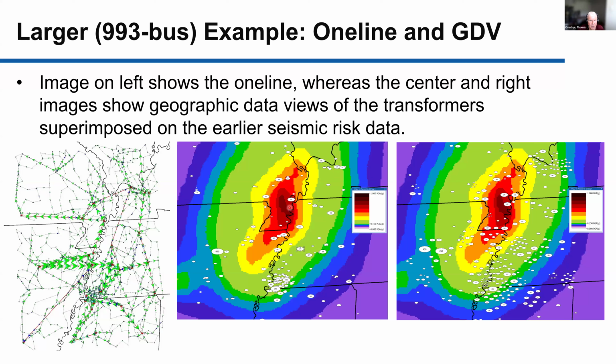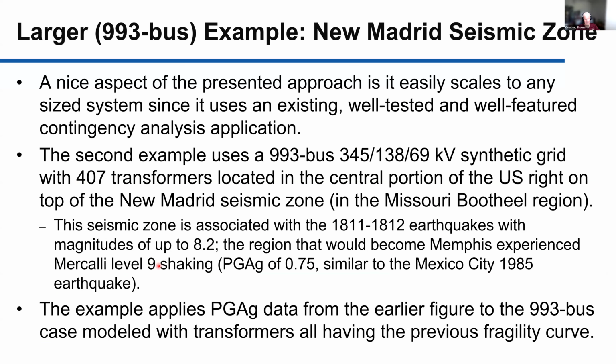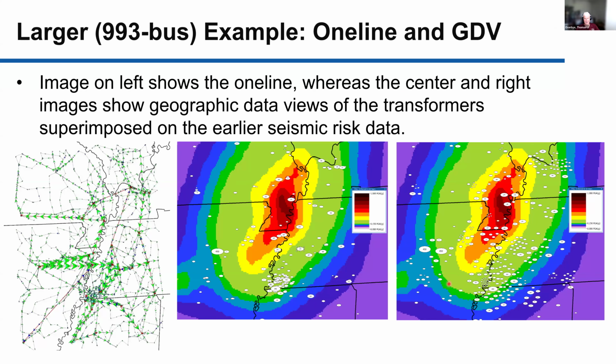And here, this is the Boot Heel region. There's high values there. This is Memphis down here. In this data set, Memphis is just seeing 0.15, which is much lower than what the level 9 would indicate. Level 9, I think, indicates 0.75. And then this visualization is a geographic data view where the size of the ovals indicates the transformers in the case, and the size of the oval is proportional to the megawatt flow through the transformer. So you can see where the heavily loaded transformers are.